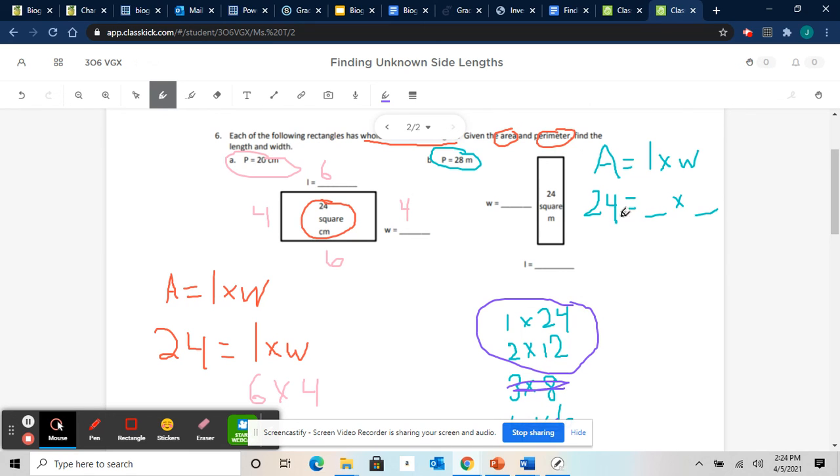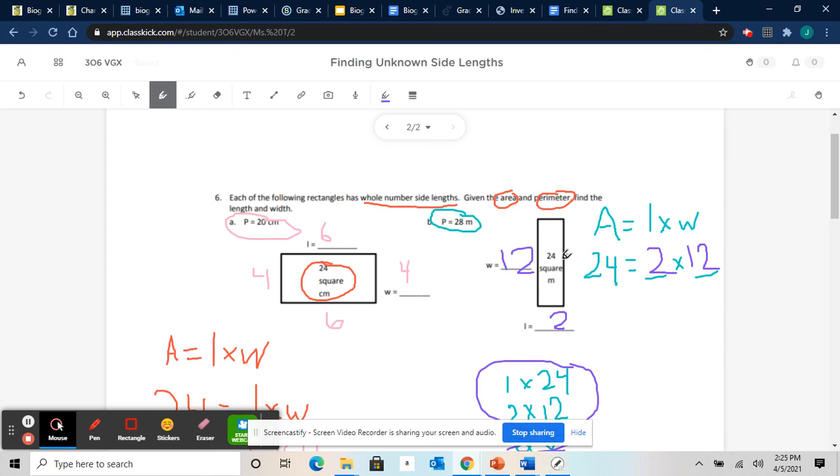Well, you can kind of just ask yourself, if one of the sides was 24, that means the other side would have to be 24, which right away, when you add them, is going to be more than 28. So let's try 2 and 12. All right, so let's pretend that the width is 12 and the length is 2. Now, I know that 2 times 12 gives me an area of 24, but I want to make sure that it also gives me a perimeter of 28.